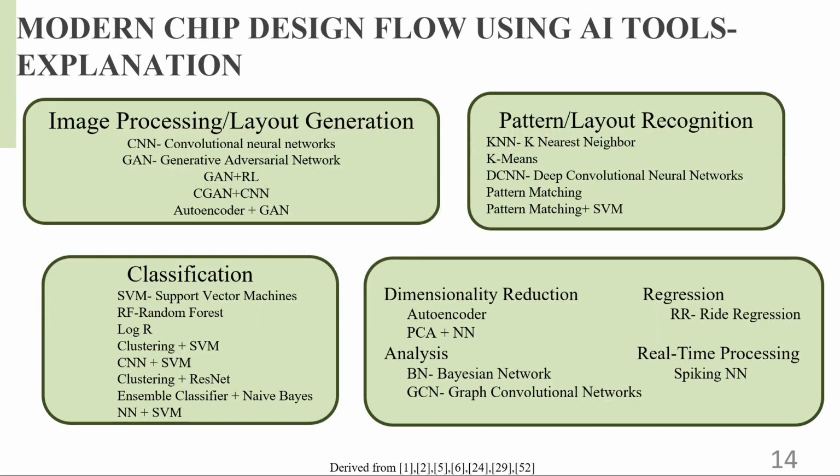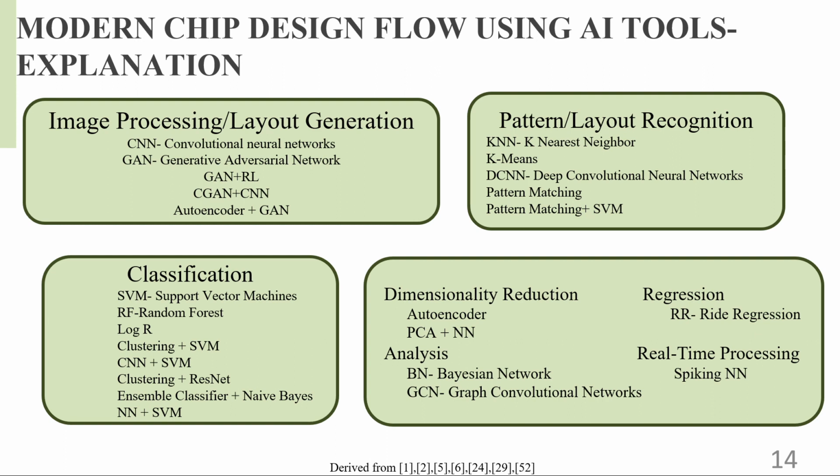For image processing and layout generation, the image processing includes image classification, object detection, segmentation, etc., which can be done by CNN, GAN, etc. For layout generation, techniques like RL, NN, etc. are used. For pattern and layout recognition, K-nearest neighbor is used for recognizing patterns within the FPGA design. K-means can be used to group similar data as we already mentioned.